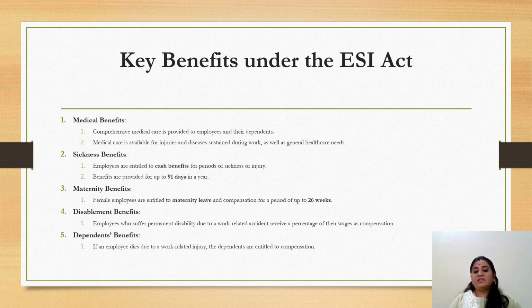There are various key benefits under the ESI Act. First one is medical benefit: access to medical care for employees and dependents. There are sickness benefits, like cash support up to 91 days during illness. The third one is maternity benefits: income protection for women on maternity up to 26 weeks. Then we have disablement benefits, which include compensation for work-related disability, partial or permanent. And then we have dependent benefits: financial aid to family members in case of an employee's death. So in this we have learned the key provisions ensuring holistic welfare.